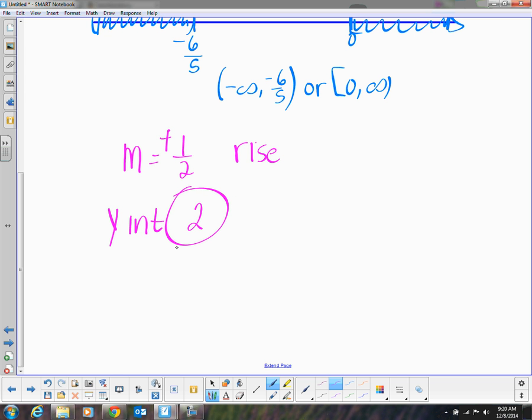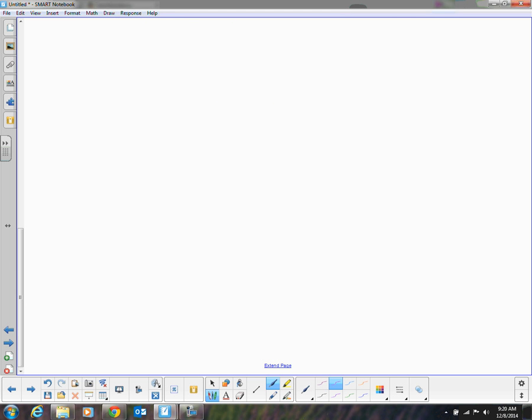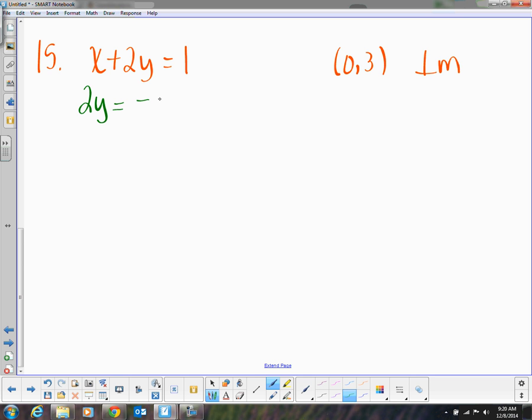All right, now we're on 14 through 19. What would you like to see? 15. Find the equation of a line that is perpendicular. I did do 15, and this came up a lot, didn't it? There were lots of questions like this. Equals 1, and they've given us a point (0, 3), and we need the perpendicular slope. So we're going to start with this equation solving for y. So we're going to subtract x, and then we're going to divide by 2. Yes? All right.